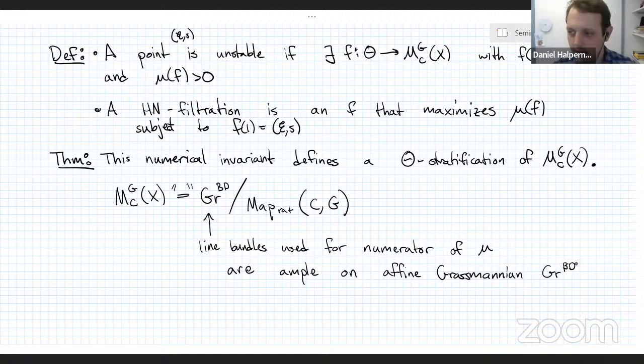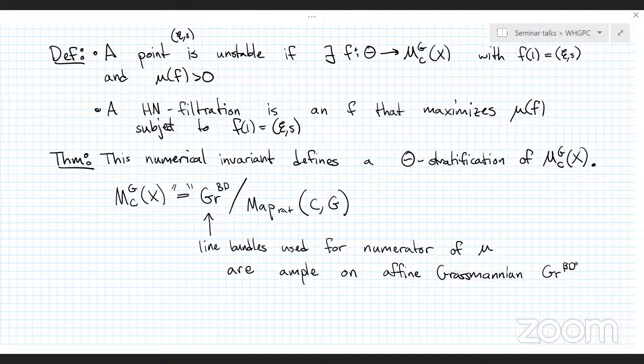I would expect that the analog of Yang-Mills flow for whatever functional gives rise to the vortex equation would correspond to these filtrations. Yeah. Thank you. That was very helpful. Thank you.